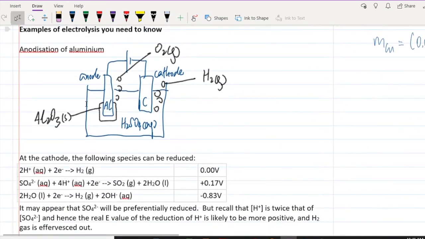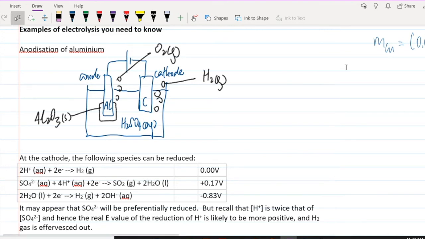So at the cathode, the following species can be reduced. What we are doing is electrolyzing a solution of H2SO4 with aluminium as the anode and an inert graphite electrode as the cathode. So let us first look at what happens at the cathode. The following species can be reduced: H+, SO4 2-, and H2O.